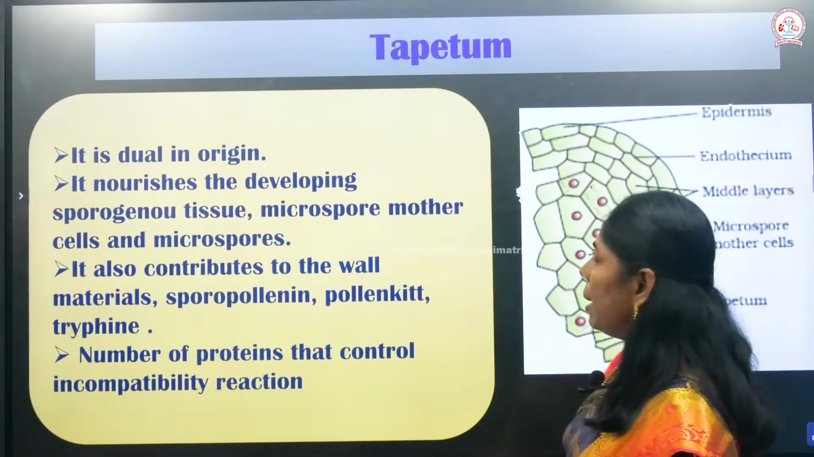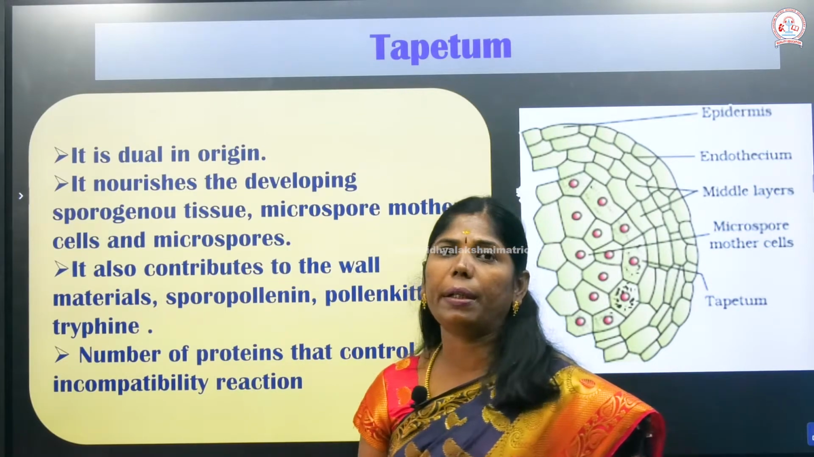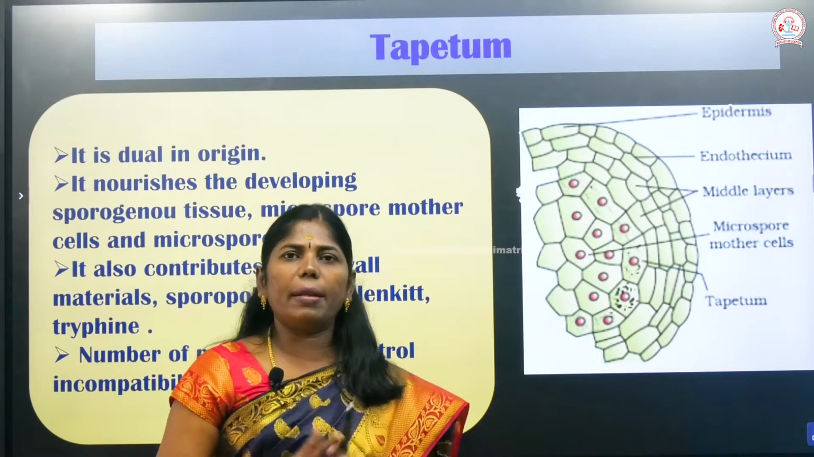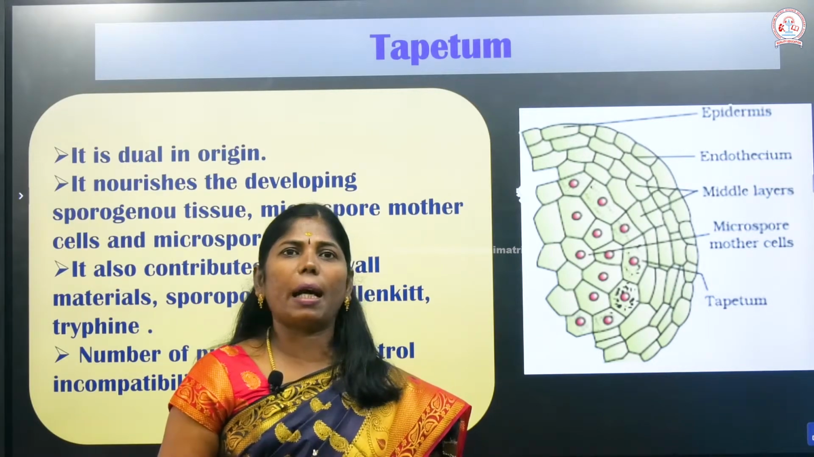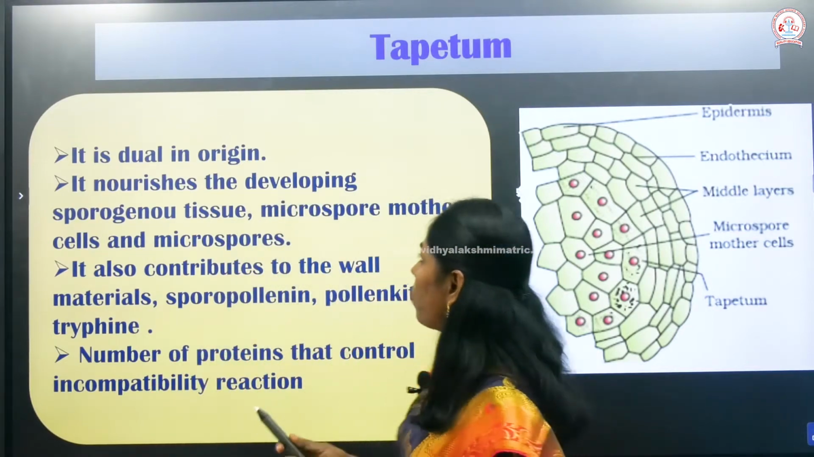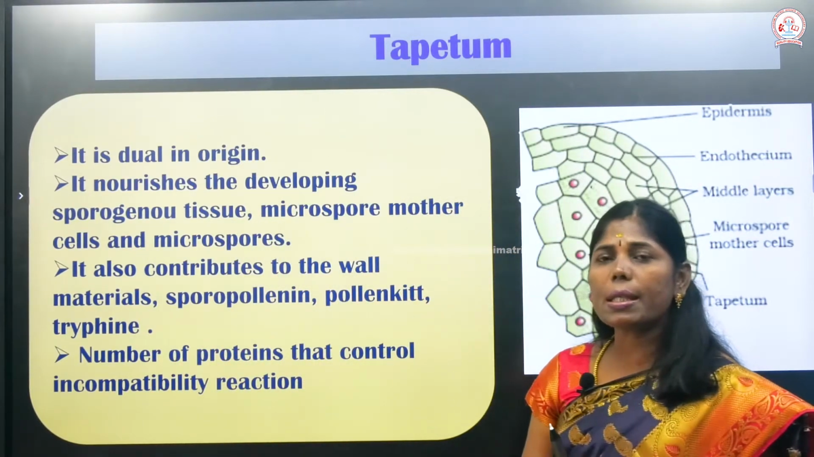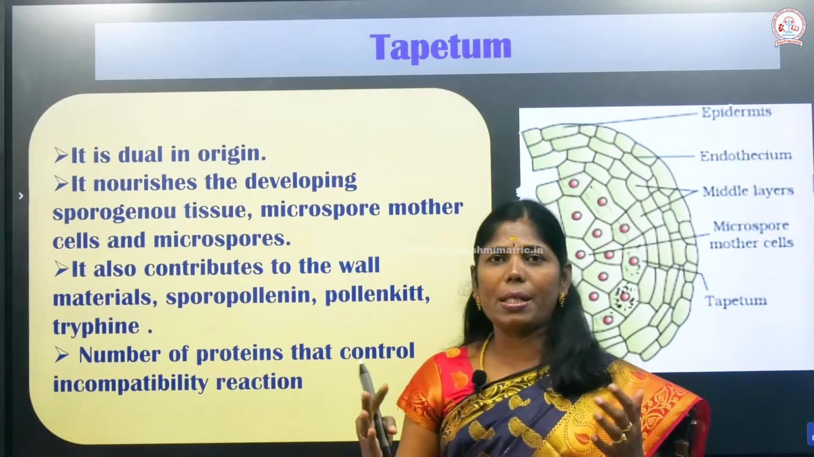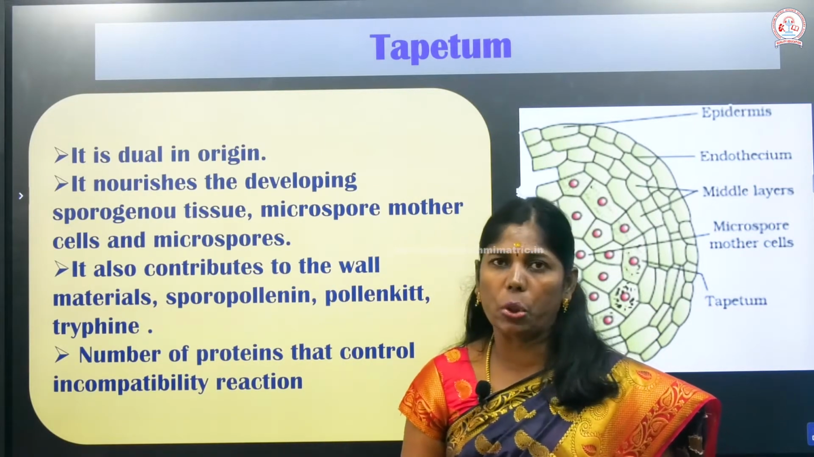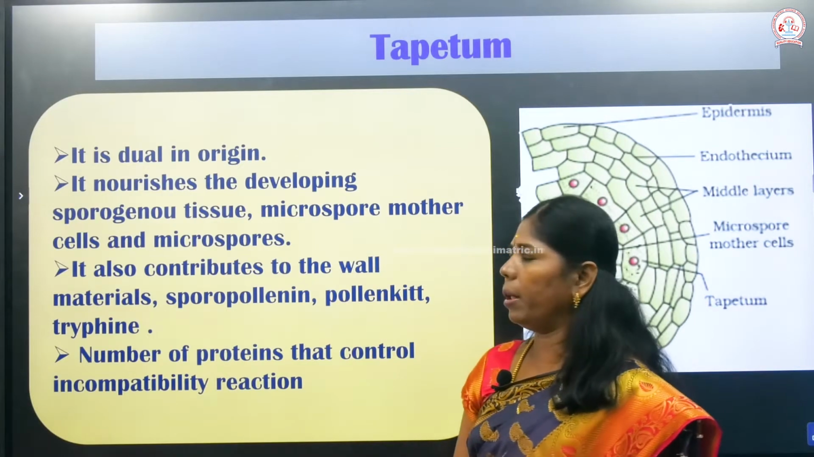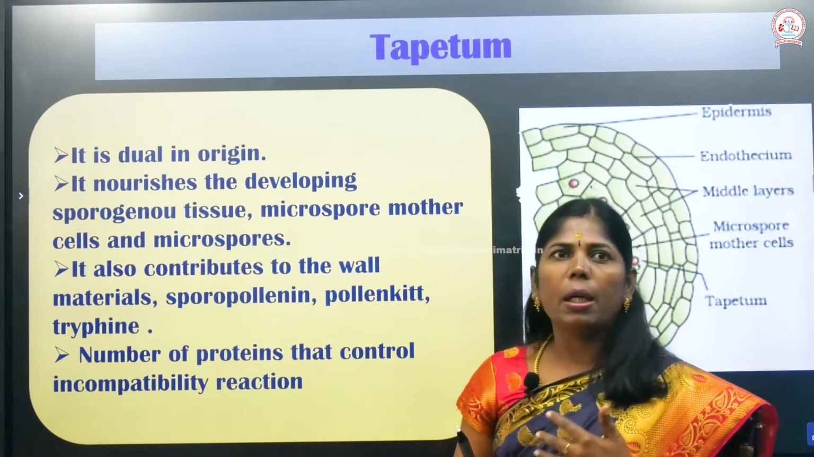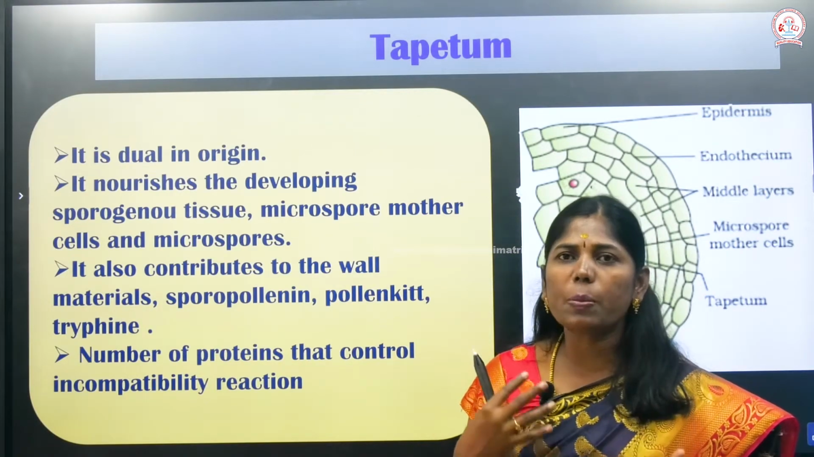So next to the middle layer we are going to see the tapetum. Okay, the tapetum is the innermost layer of the T.S. of anther, the innermost layer of the anther wall. Okay, the tapetum is dual in origin. Why do we say dual in origin? It is derived from two layers: one from the peripheral layer, and another from the connective tissues. That is dual in origin. Okay, they nourish the developing sporogenous tissues, the microspores and microspore mother cells.